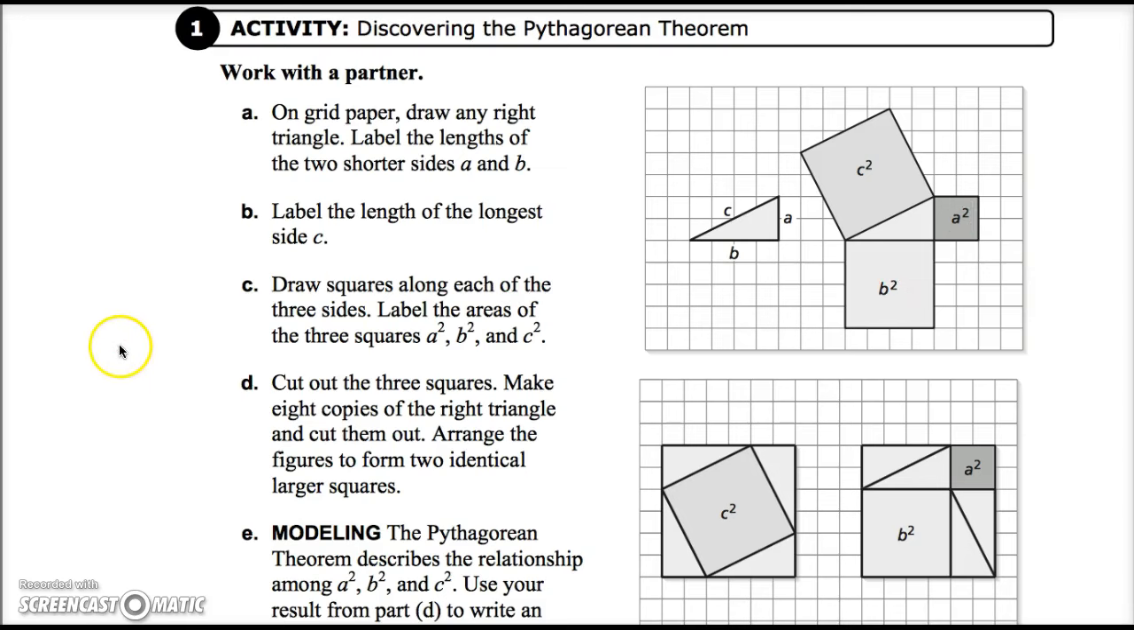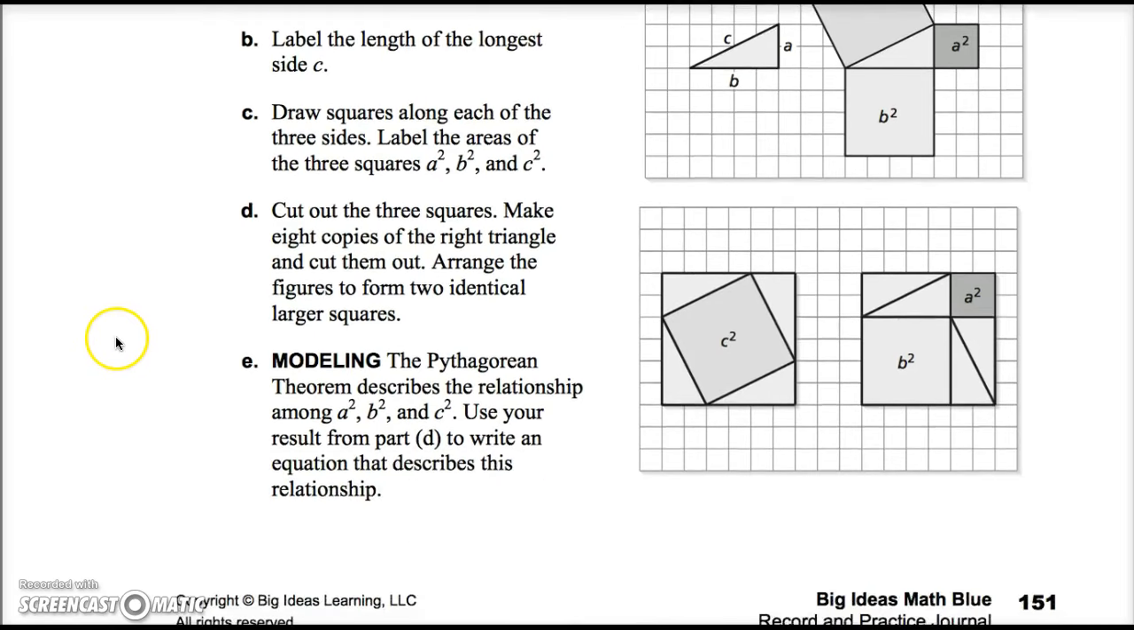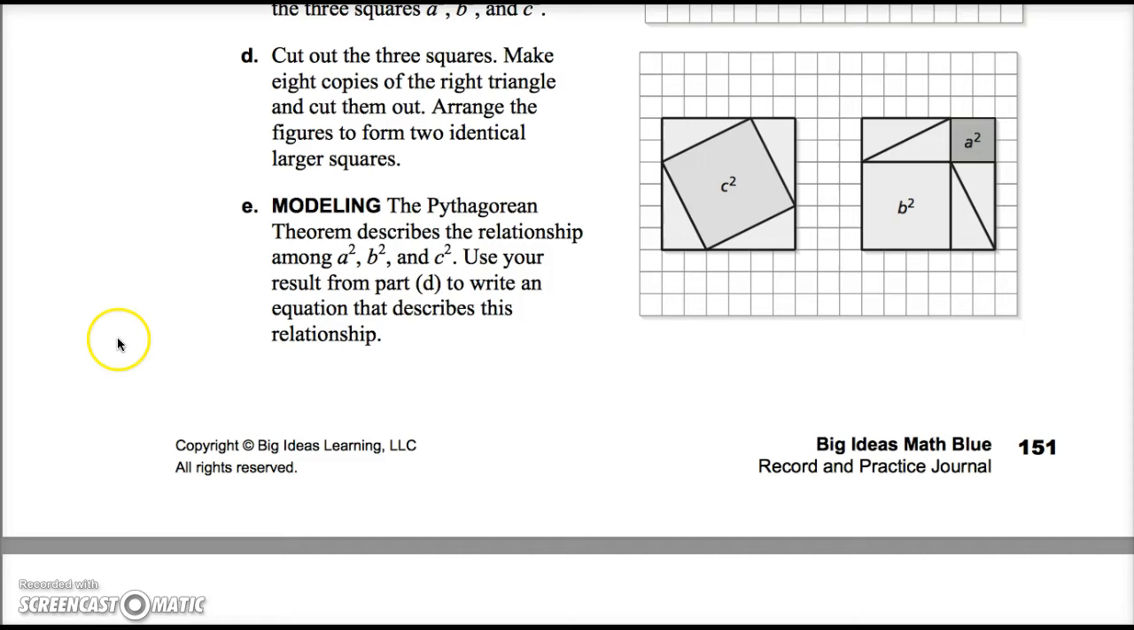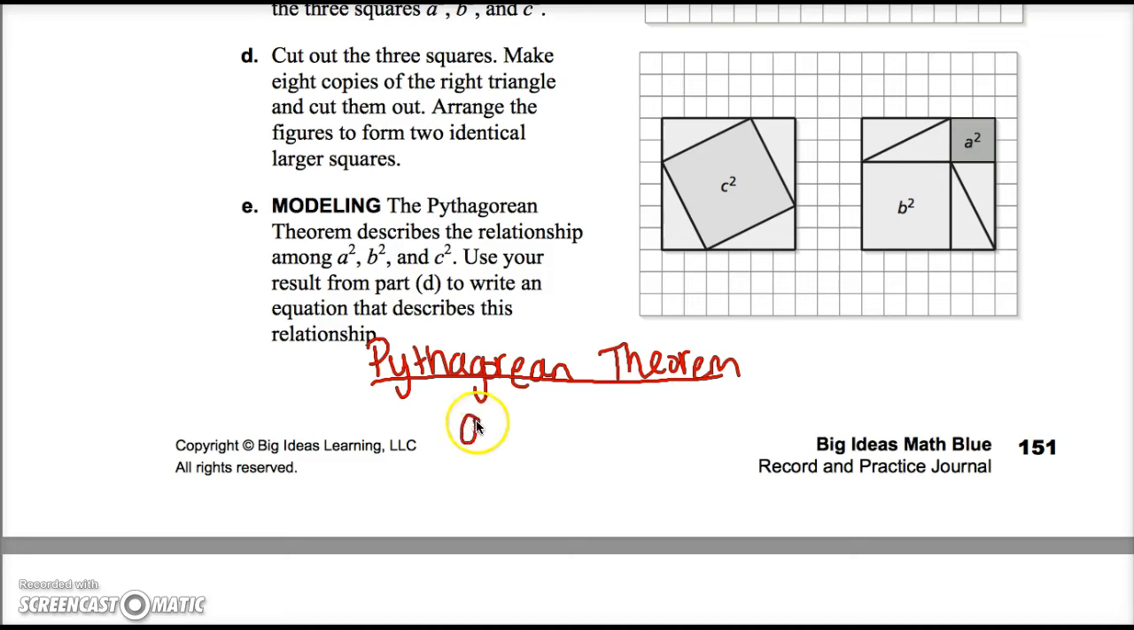And we are going to, down under E, write this formula. So this is called the Pythagorean theorem. And the formula is A squared plus B squared equals C squared. If you take the two squares that were labeled A squared and B squared and you put them together, they would match up exactly and be the exact same size as that square labeled C squared.